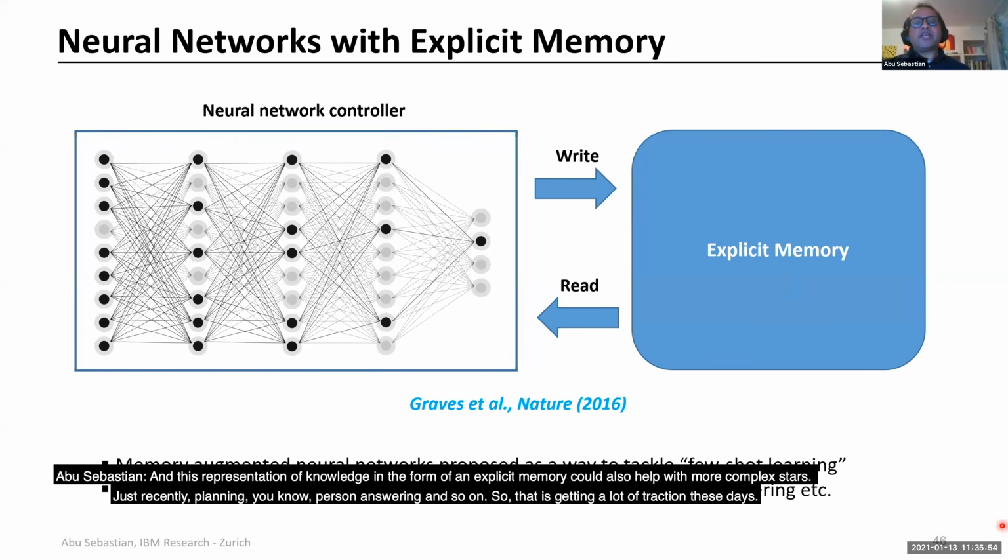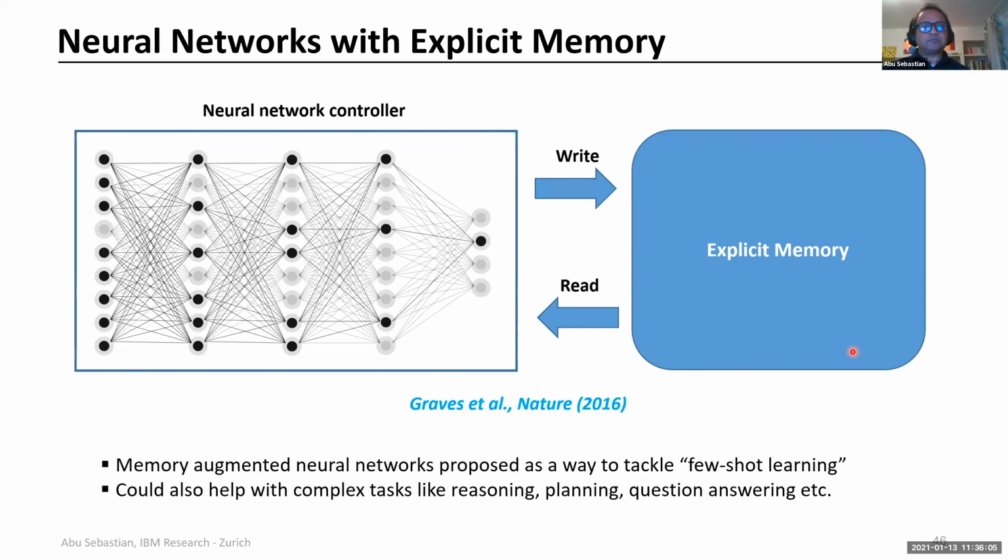And this representation of knowledge in the form of an explicit memory could also help with more complex tasks such as reasoning, planning, question answering, and so on. So that is gaining a lot of traction these days.